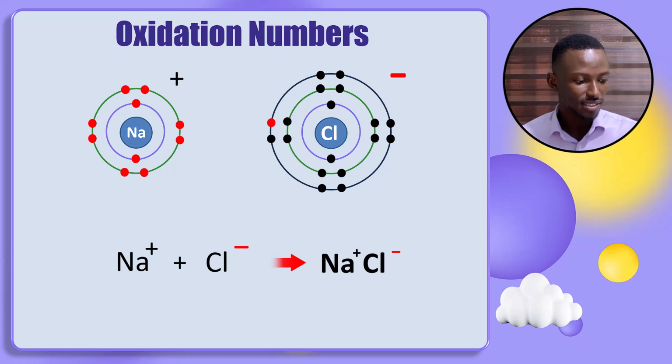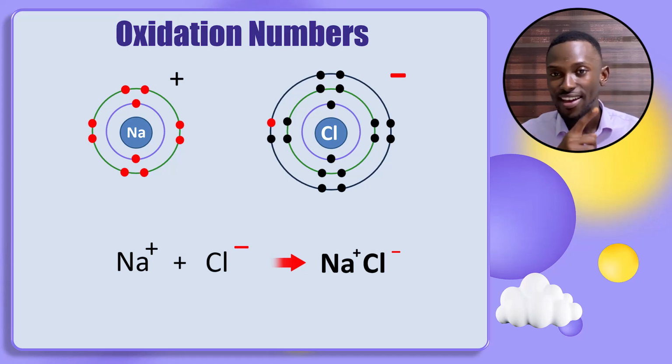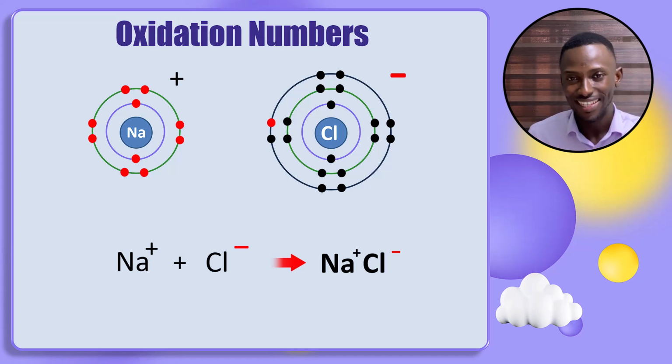But here's an interesting question. What if elements exist in the neutral state without bonding with other elements? What then becomes their oxidation numbers? That is what we'll be discussing in our next video. So click somewhere here to view that lesson.